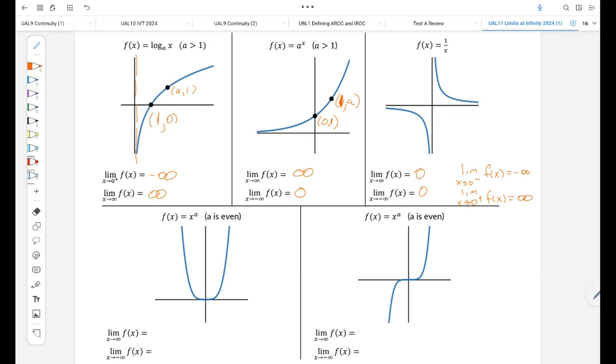The higher the power is, the flatter this little piece ends up being, but you still end up with basically a U-type shape. And in both directions, plugging in a big positive number or a big negative number and then raising it to that power gives you an even larger number that's positive. So in both ends of this graph, infinity and negative infinity, we're shooting up forever. So those are both infinities.